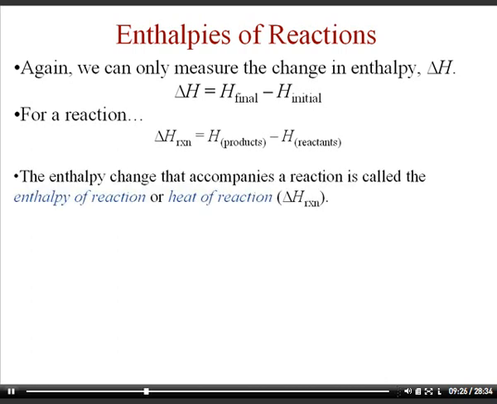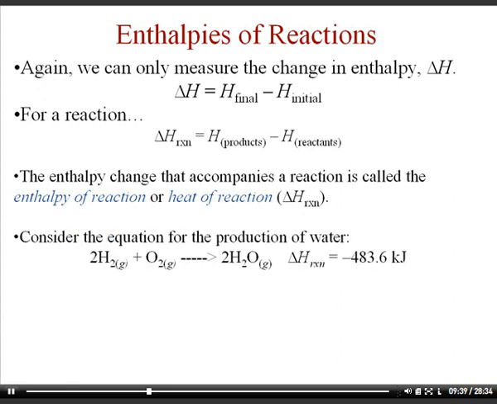Now the enthalpy change that accompanies a reaction is called the enthalpy of reaction, and sometimes it's called the heat of reaction. I kind of like the term heat of reaction because the letter H reminds you that it's heat. So the energy that a reaction gives off is just the products minus the reactants. And again, we will use this formula many times, so don't mess it up. It's products minus reactants.